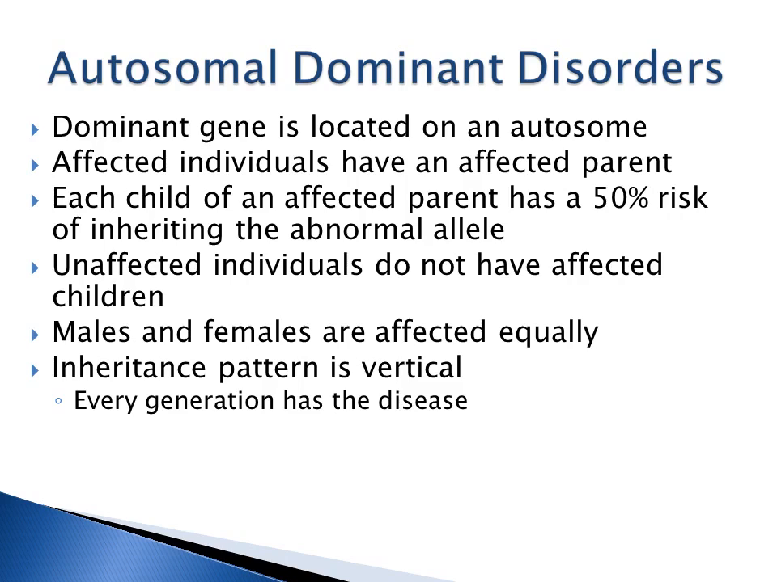In autosomal dominant disorders, the dominant gene is located on an autosome. Affected individuals have an affected parent. Each child of an affected parent has a 50% chance of inheriting the abnormal allele. Unaffected individuals don't have affected children. Males and females are both affected equally, and the inheritance pattern is vertical. In other words, every generation has affected individuals.